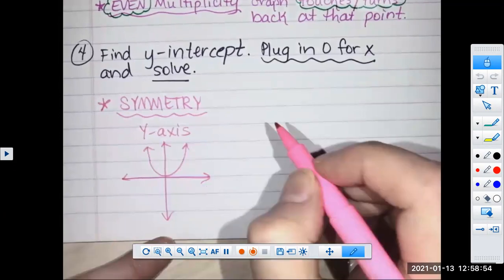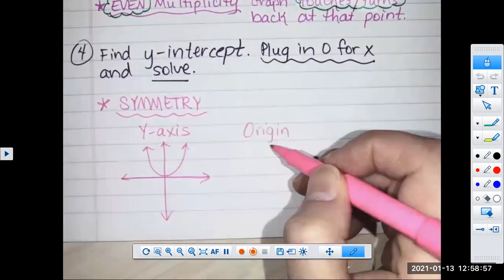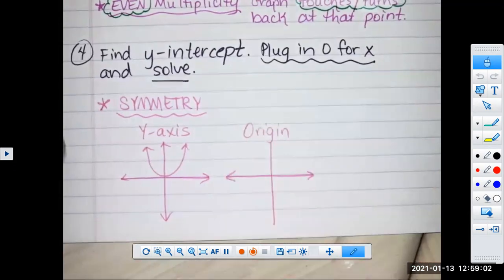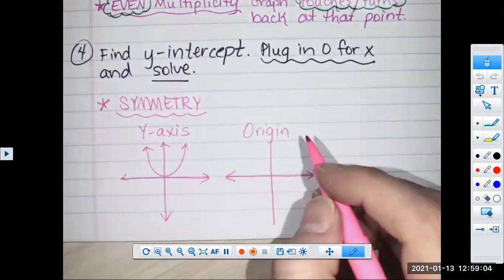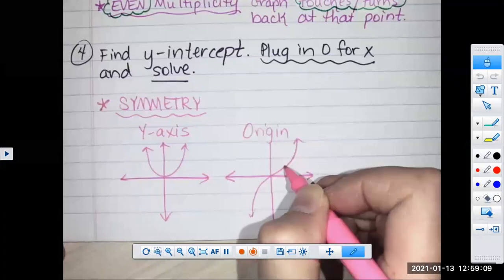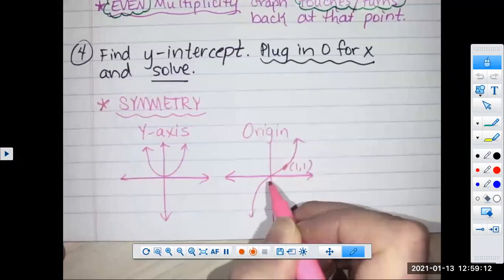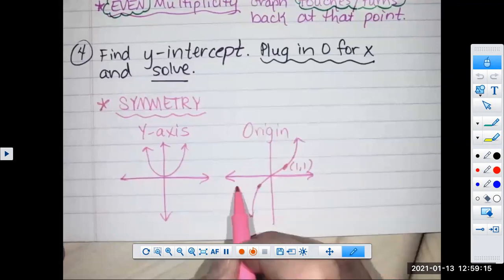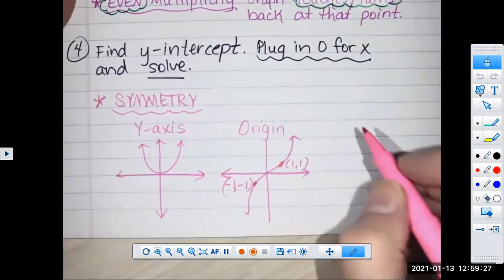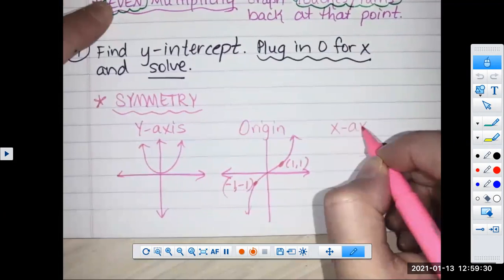If you have origin symmetry, this is what origin symmetry looks like. If, for example, I've got the point (1, 1) on this graph, then you should have the point (-1, -1). You change the sign of both x and y. So origin symmetry is just going to be diagonal, like in diagonal quadrants. So that's what it looks like. An example of x-axis symmetry.